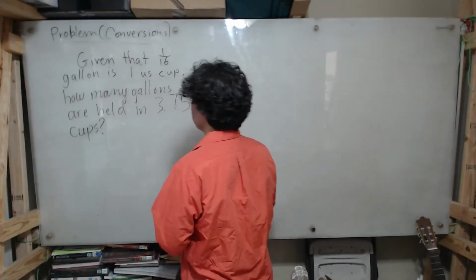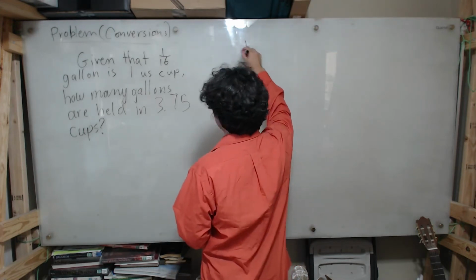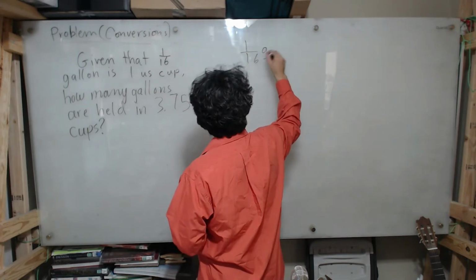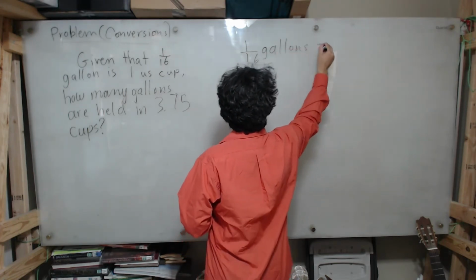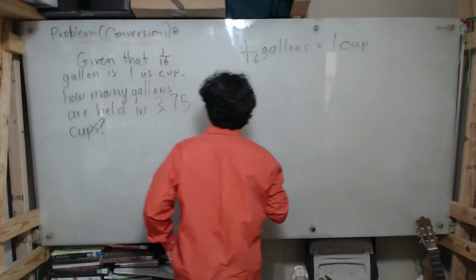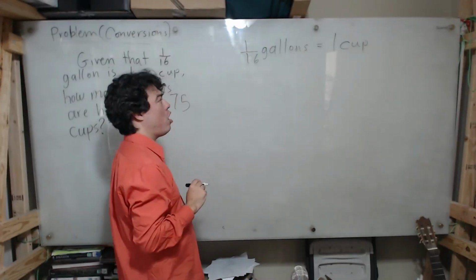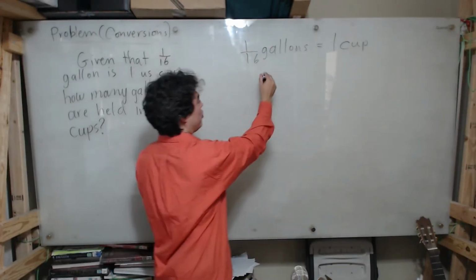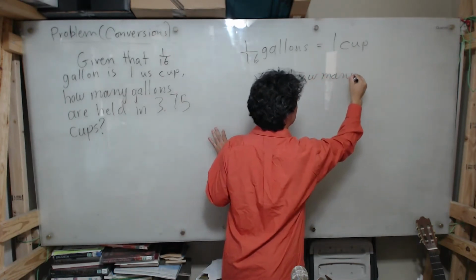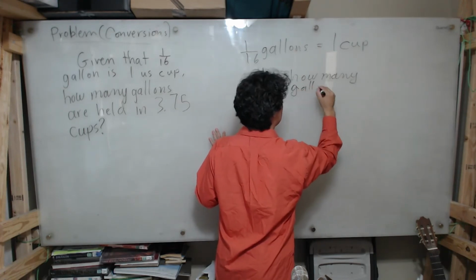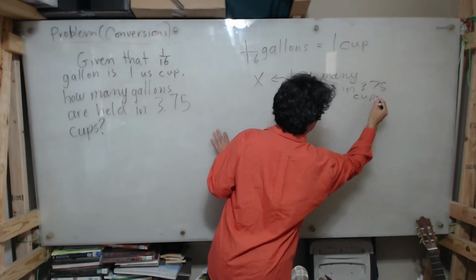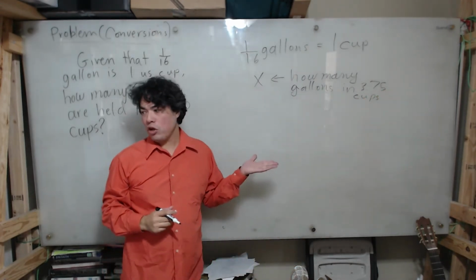Now let us list what we have. First of all, we know our conversion factor is given to us: 1 over 16 gallons is equal to 1 cup. Let's just say a cup, we don't have to say it's a US cup. And we want to know how many gallons are in 3.75 cups. So the x here, our unknown, is going to be how many gallons, so that's what we want to solve for.